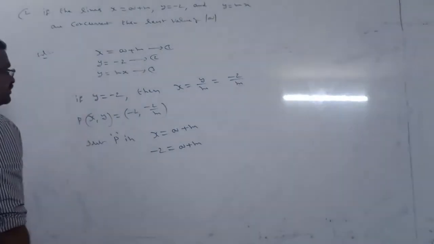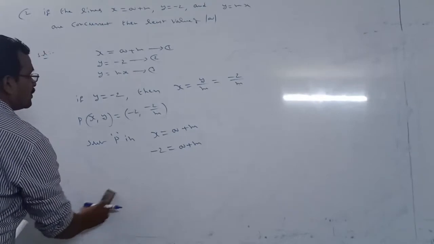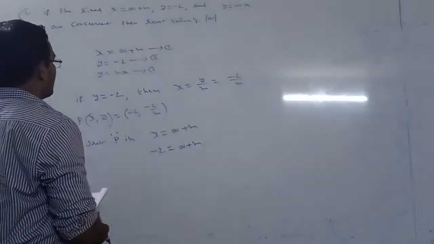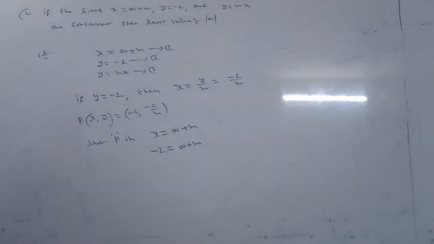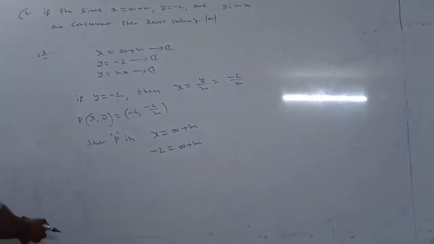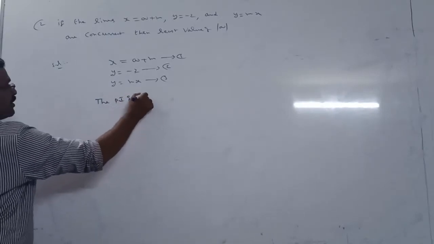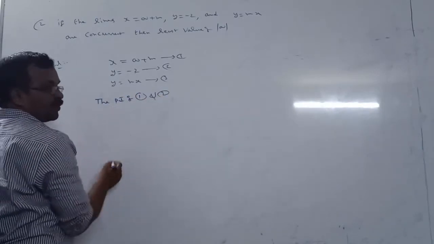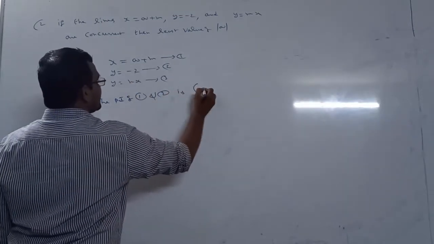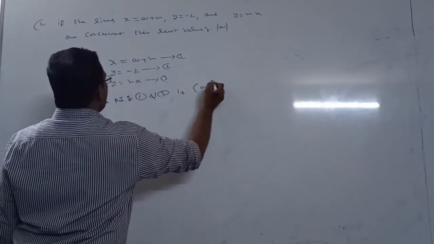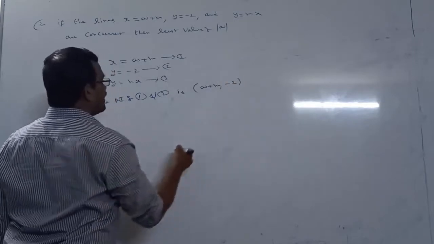We need here x equal to minus 2 by m. The point of intersection of 1 and 2 is x equal to a plus m and y equal to minus 2.